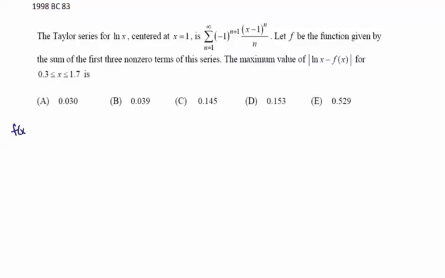F of x is the first term. When n is equal to 1, the -1 factor will become positive, and we'll get x minus 1 to the first power over 1. When n is equal to 2, -1 to the n plus 1 will become negative, and we'll get x minus 1 to the second power over 2. Third term, x minus 1 to the third power over 3. So we have the first three terms, and we're going to let that equal this function f of x.